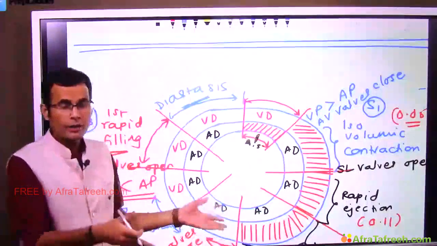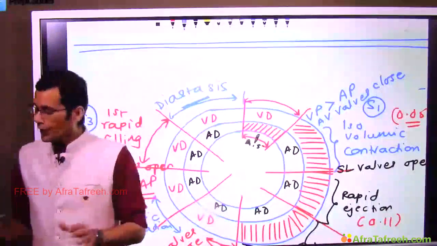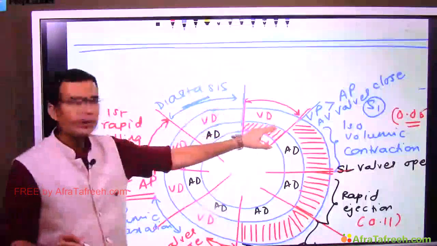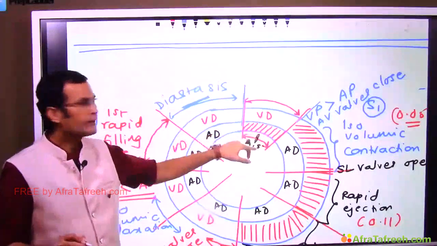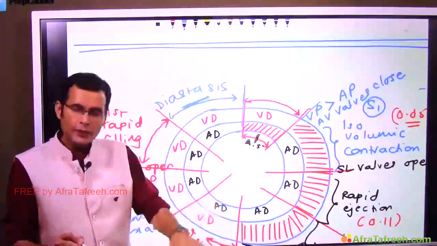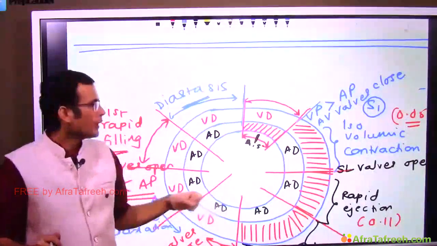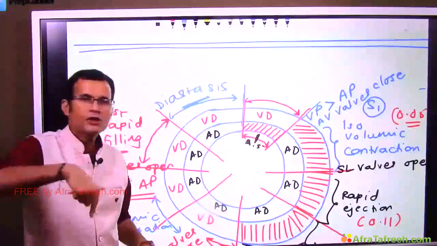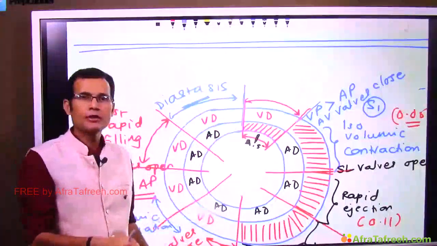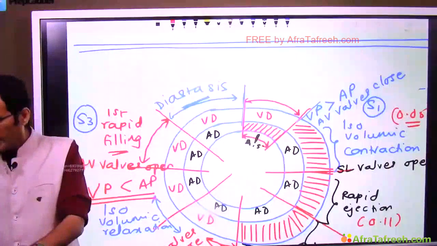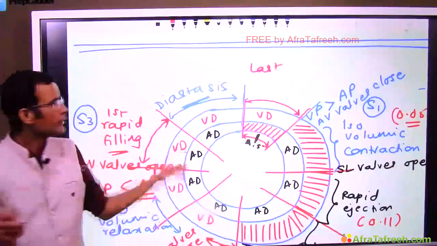Atria are in diastole at that time. Okay, and then the last part of the ventricular diastole coincides with atrial systole. We have seen that already, and therefore atria will contract and there will be one more gush of blood from atria to ventricles, and that will be called the last rapid filling. Some people call it the second rapid filling.